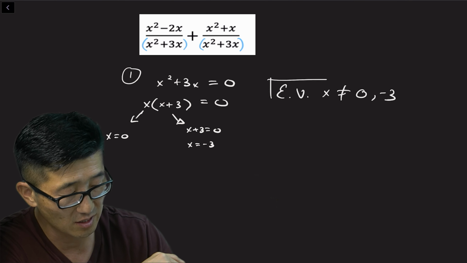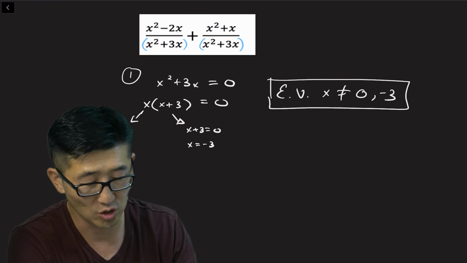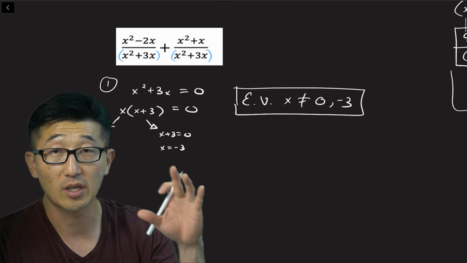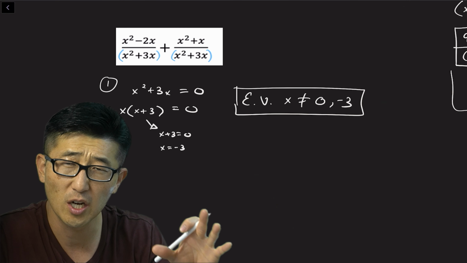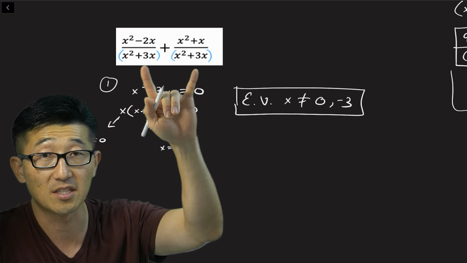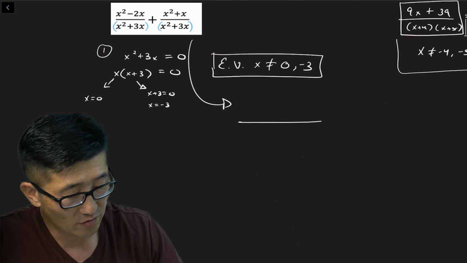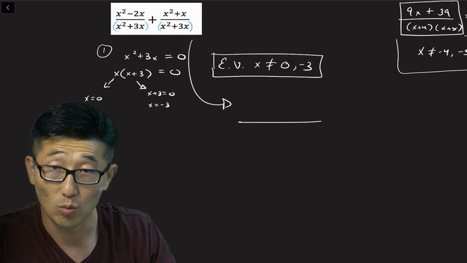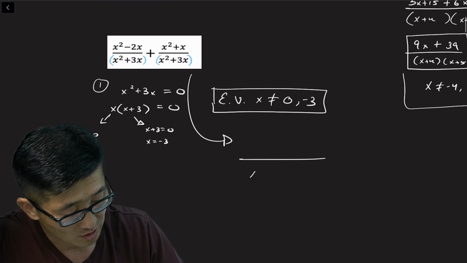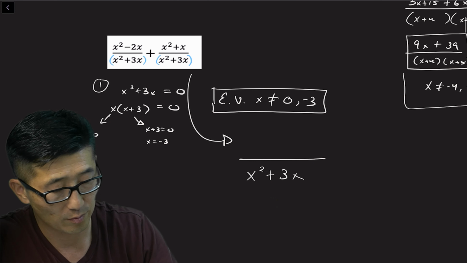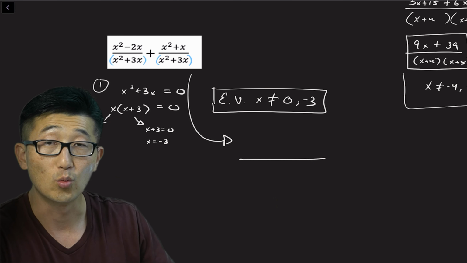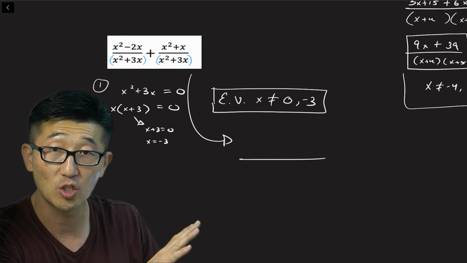Okay, now we've stated the excluded value, we can continue. So again, we look at the fraction and we realize it looks pretty ugly, but the denominators are exactly the same. So all you have to do is basically combine the fraction into one expression. So the denominator stays exactly the way it is. Oh, let me take a step back. We always want the denominators to be factored out.